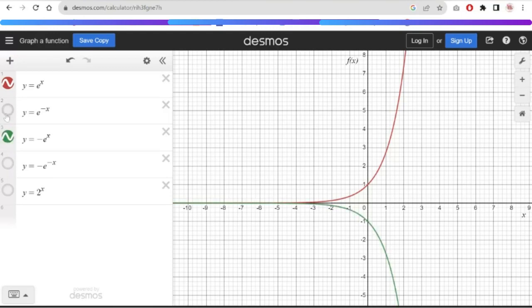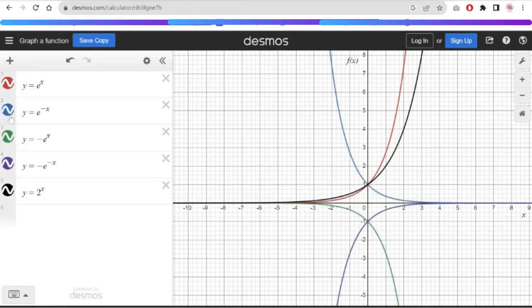And then if we can see here the shape of, okay kejap saya tutup ni. The shape of 2 power of x akan jadi shape yang sama dengan e of x, cuma beza dia gradient dia tadi. Okay, so ini adalah graph yang saya tunjuk tadi lah. So kamu kena tahu basic shape ni.